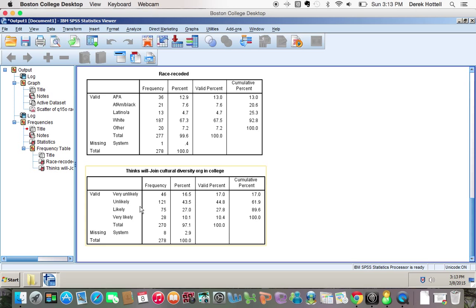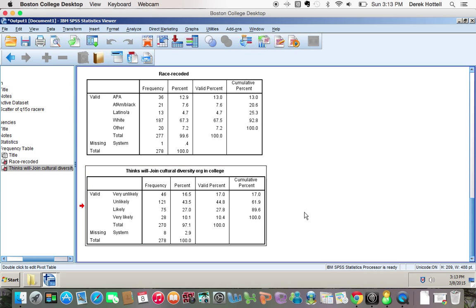And perhaps what's more telling, if we go down here to thinks we'll join a cultural diversity organization in college, it would look like the great majority of our students think that they're not going to join a club, right? Because 17% say they're very unlikely and 44.8% say they're unlikely, while only 27.8% are likely and 10.4% are very likely. And so it would be easy to say, if we were just looking at it in a vacuum, without considering race as a factor at all, that it looks like most of our students wouldn't be interested in joining a cultural club.